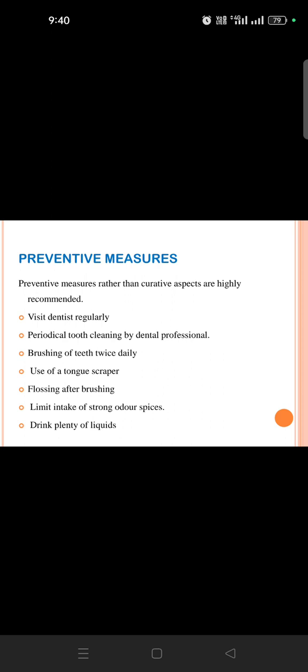Now, what are the preventive measures for halitosis? Preventive measures, rather than the curative aspects, are highly recommended. First, visit your dentist regularly. Periodic tooth cleaning and dental professional cleaning are required within 6 months. Then, brush teeth twice daily. Use of tongue scrapers, flossing, and brushing is required. Limit the intake of strong odor spices and drink plenty of fluids so that food particles are not present and there is no accumulation of bacteria on those surfaces.